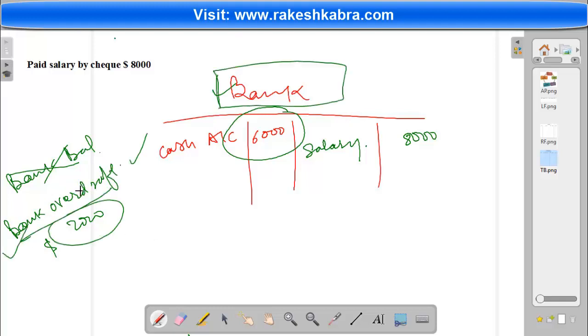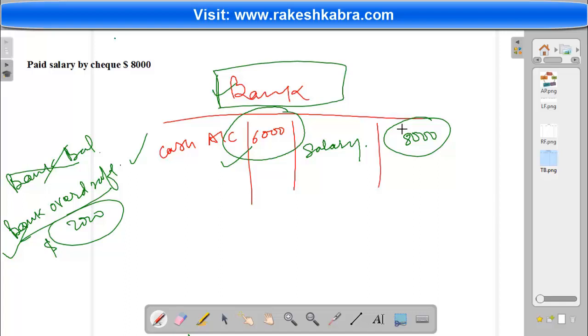Now bank, we are owing 2,000 to the bank. We are to pay 2,000 to the bank. Why? Because in our account earlier there was 6,000, and on our behalf bank paid 8,000. It means now we are owing 2,000 to the bank. We have to pay 2,000 to the bank.